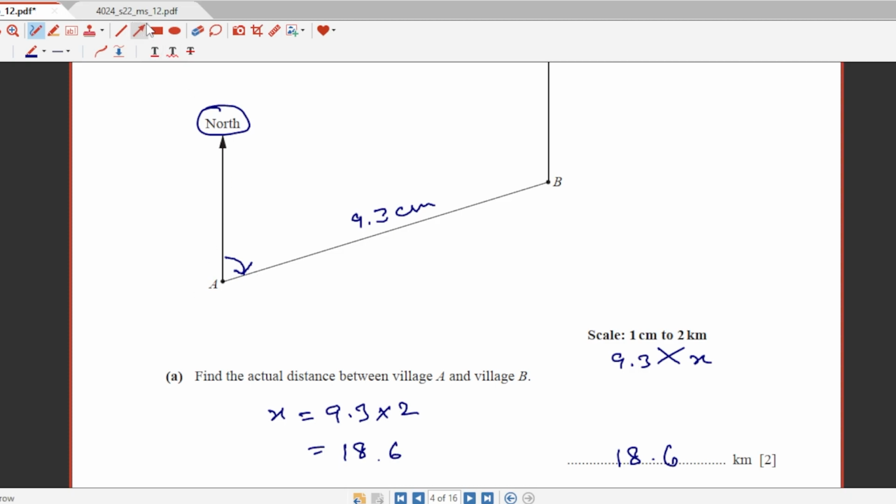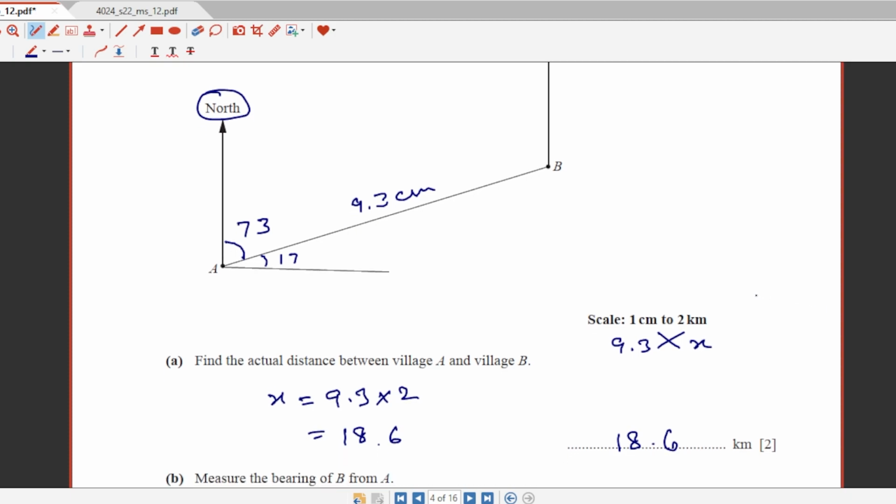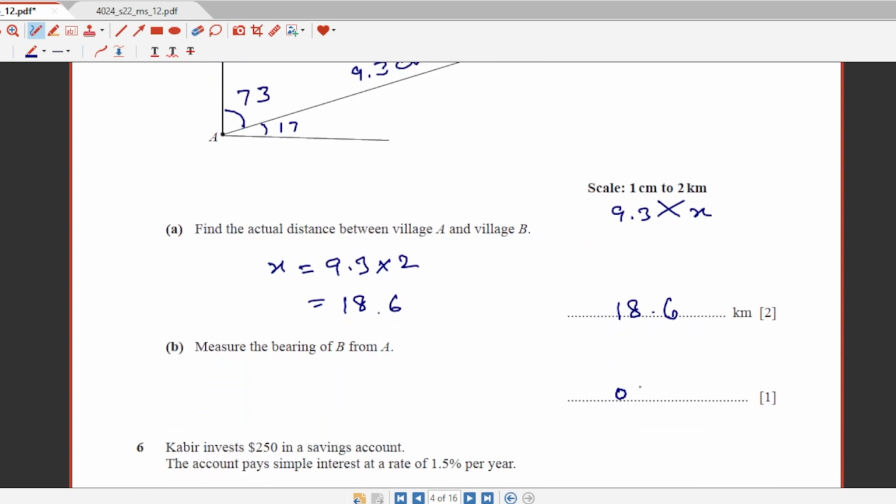Now you can measure the angle by using your protractor. I can measure the angle using the tools provided in the software. The angle from the x-axis is 17 degrees, which means we can find this angle by subtracting 17 from 90. 90 minus 17 is 73. This angle is 73 and bearing is represented by 3 digits, so we can write this 73 as 073.